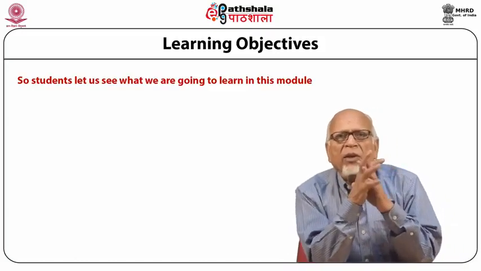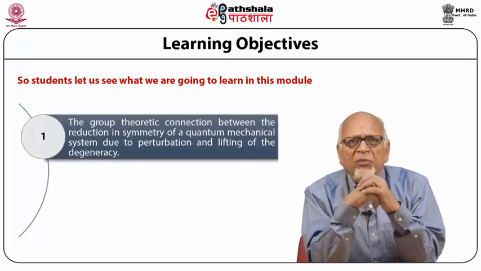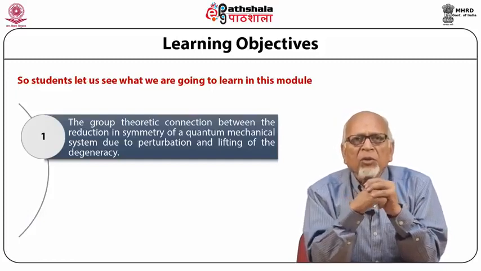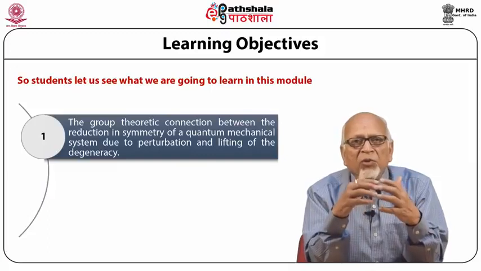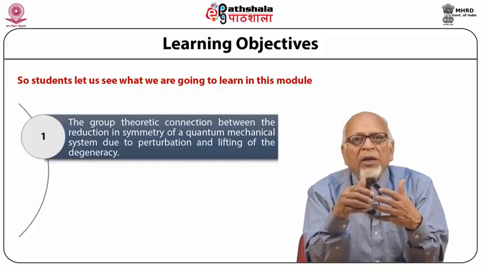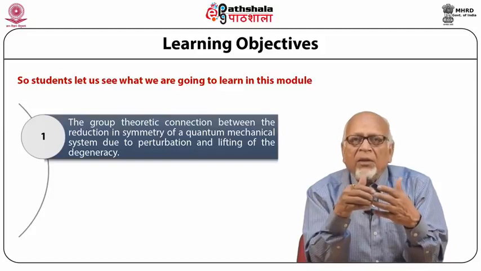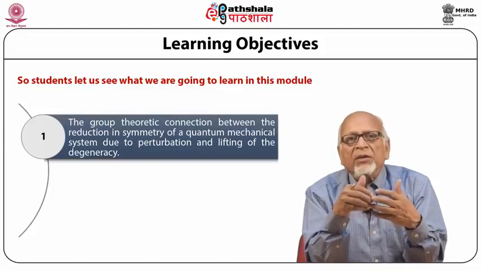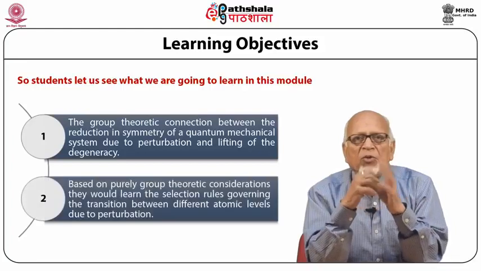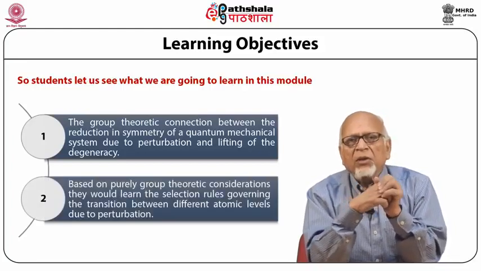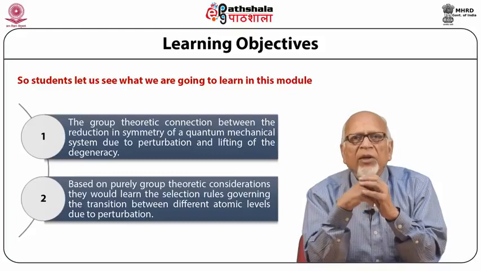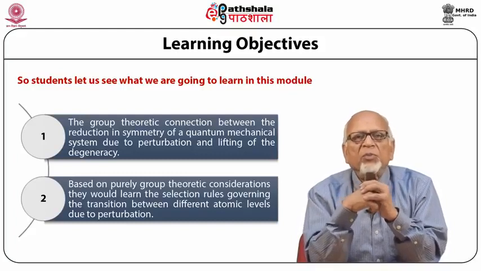In this module, students, you will learn about the group theoretic connection between the reduction in symmetry of a quantum mechanical system due to perturbation. When you apply a perturbation to a quantum mechanical system, it is expected that the symmetry is reduced. With this reduction in symmetry, some degeneracy which existed before the perturbation will also be lifted. So based on purely group theoretic considerations, you would learn the selection rules governing the transition between different atomic levels due to the presence of this perturbation.